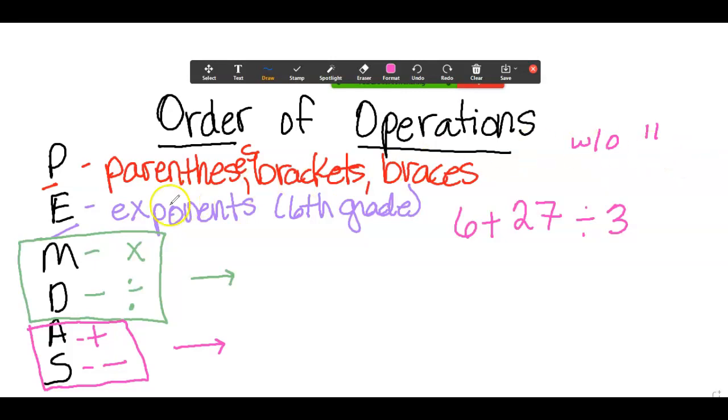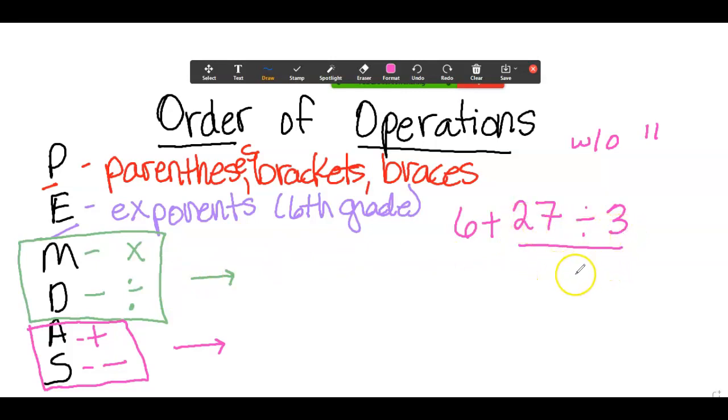Okay, so over here, I'm looking to see, do I have parentheses? Well, nope, there's no parentheses on this problem. And there's no exponents because exponents are 6th grade. So next I look and see, do I have multiplication and division? Well, the answer to that would be no. Do I have one of them? Yes, I have division. So I need to do the division first.